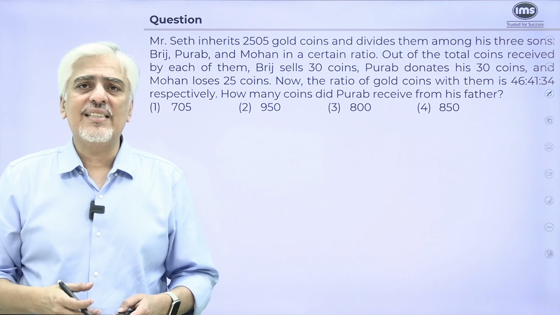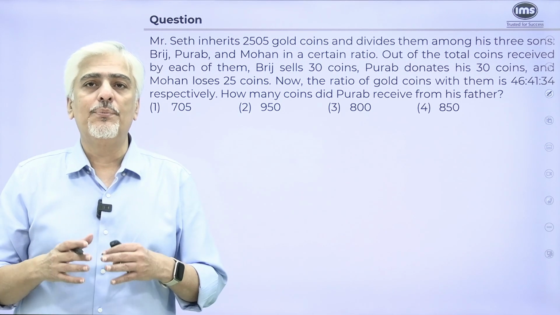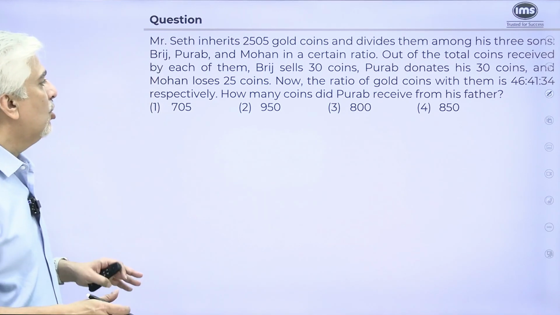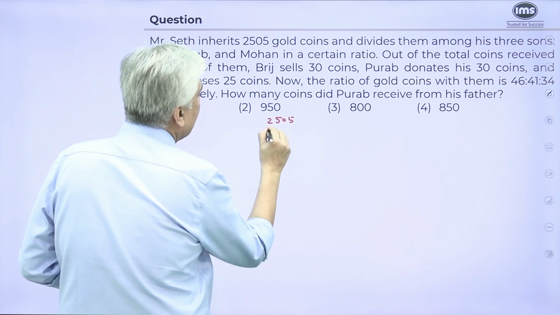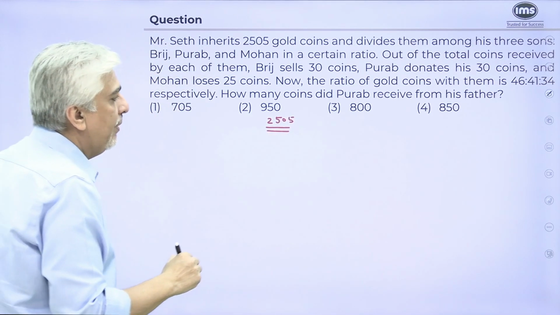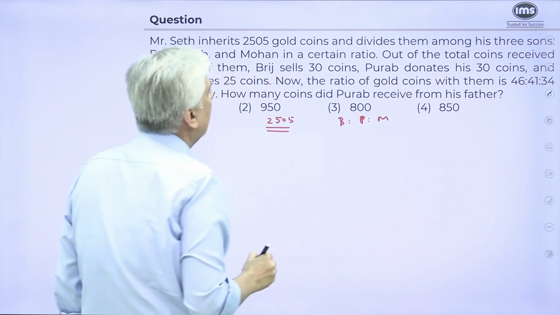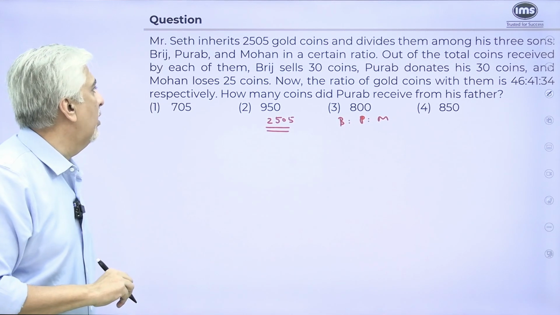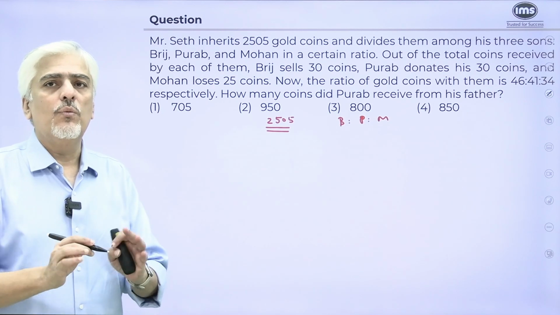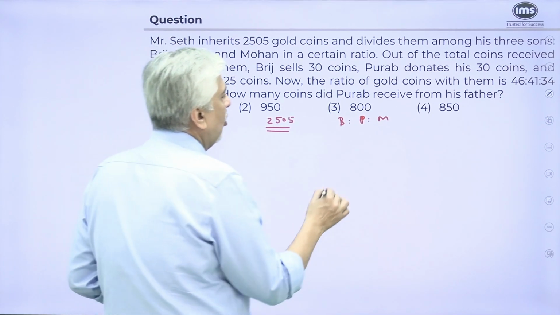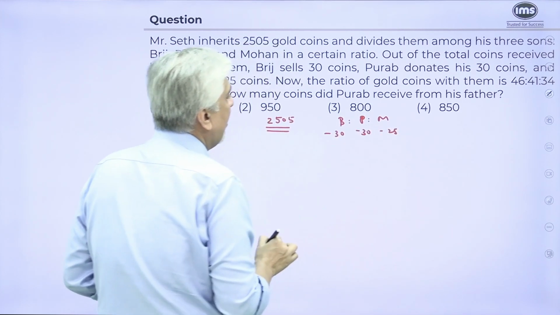Next one. Mr. Seth inherits 2505 gold coins and divides them among 3 of his sons, Bridge, Purab and Mohan, in a certain ratio. So he had initially 2505 coins, which got divided between 3 people, Bridge, Purab and Mohan. Out of the total coins received by each of them, Bridge sells 30 coins, Purab donates 30 coins, while Mohan loses 25 coins. So first person 30 less, second person 30 less, and the third person 25 less.